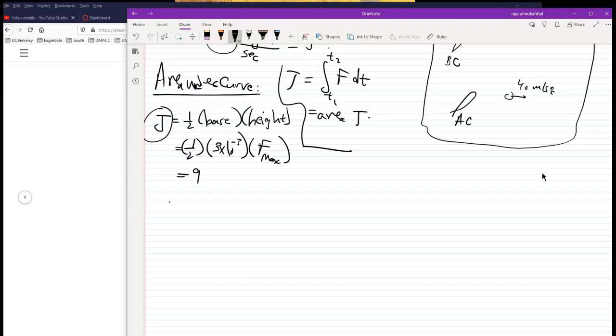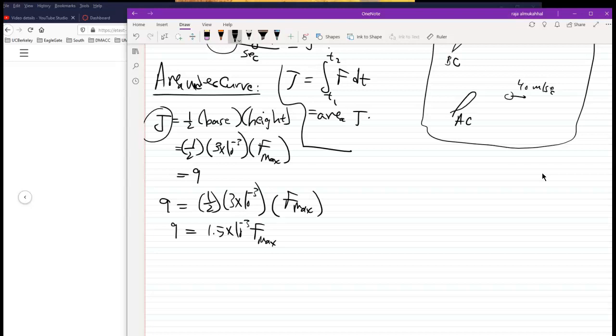So in this case, I have 9 equals 1/2. Let me just write it down again. 3 times 10 to the negative 3 times F max, that will give me 1.5 times 10 to the negative 3 F max, and this is 9, and therefore F max, which he's asking for, is equal to 9 divided by 1.5 times 10 to the negative 3, and then we can calculate that.